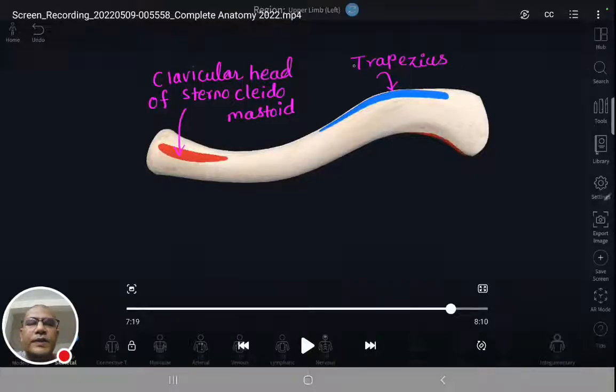Okay? Superior surface. And we can see a blue color at the posterior border of lateral one-third. It is the area for insertion of trapezius muscle. So the lateral one-third in its posterior border provides insertion to trapezius muscle.